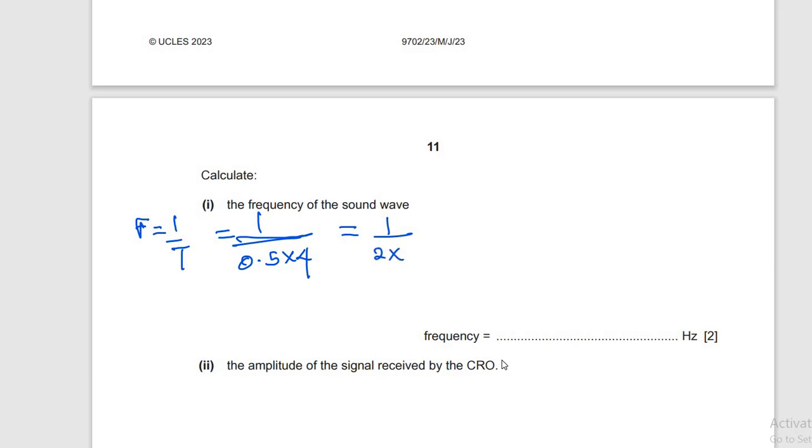Remember, there's millisecond beside it. So the millisecond is times 10 raised to the power minus 3. Which gives us 1000 divided by 2. So the frequency is 500 Hz.